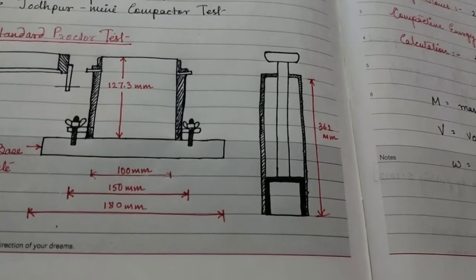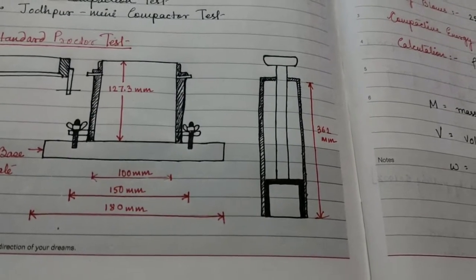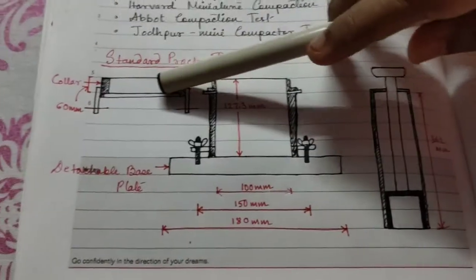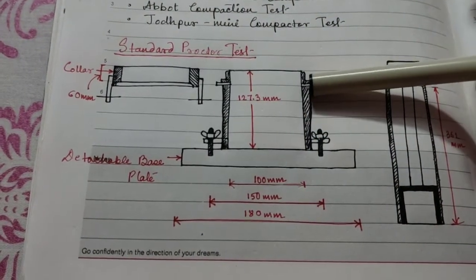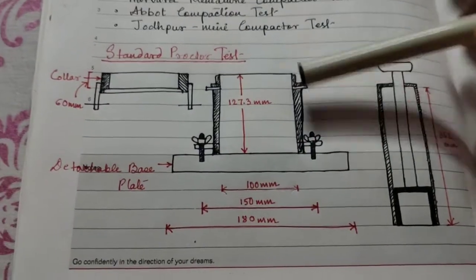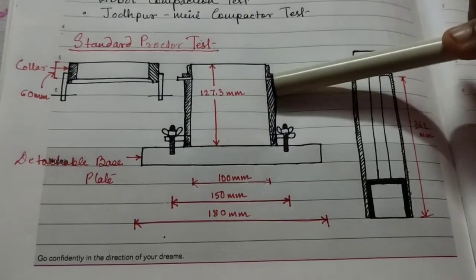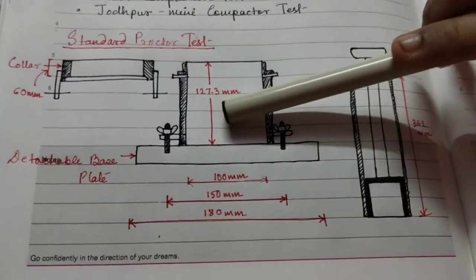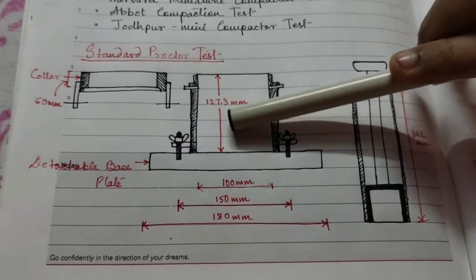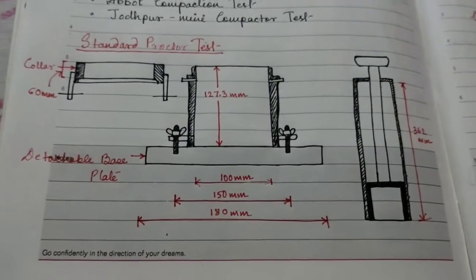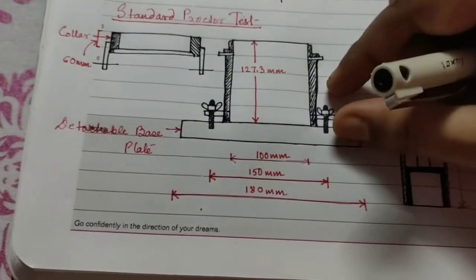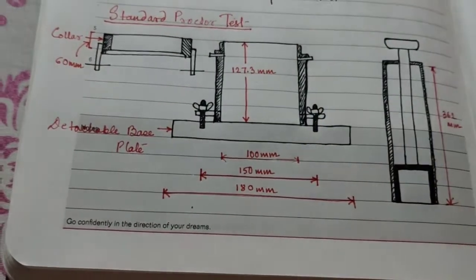What happens in the test is that the empty mold attached to the base plate is weighed without the collar. The collar is neglected, only this part is weighed. The collar is then attached to the mold. The mixed and matured soil is placed in the mold and compacted by giving 25 blows with the help of a rammer, uniformly distributed over the surface, such that the compacted height of the soil is about 1/3 of the height of the mold.